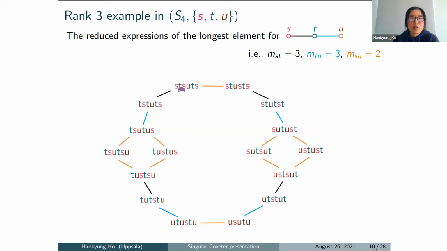So here you have STS equal to TST, and that was the black one. So I drew black and so on. So in general, if you have an element and you write down all the reduced expressions and connect them using these edges, the graph will be connected because of Matsumoto's theorem. And we here use braid relations only.